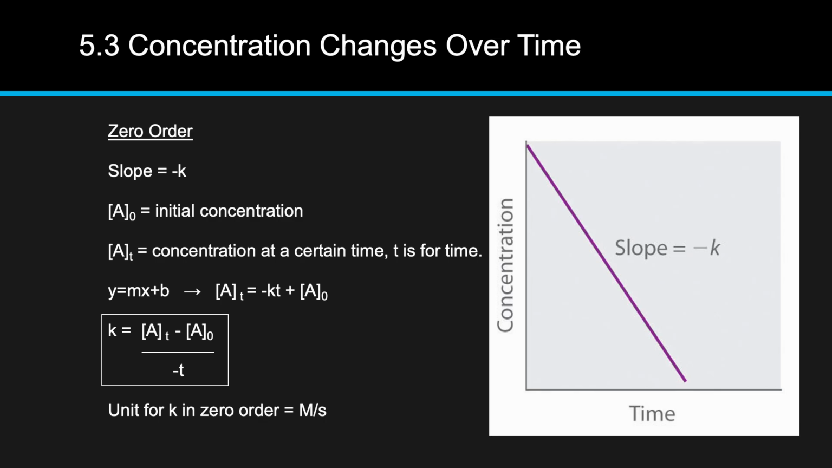So [A]₀ is going to be the initial concentration, and [A]ₜ is going to be the concentration at a certain time. The rate constant k can be found from the slope of the line or by calculating the change in concentration divided by time. And just remember your units for k. For zero order, that is going to be just concentration per unit of time.